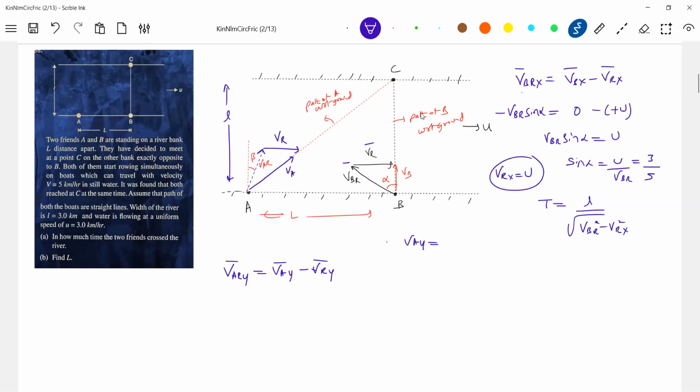So shall we write the equation here? VAY will in fact be L by T. The y component of velocity of boat A with respect to ground will determine the time to have this particular displacement L and reach C. When it moves from A to C, the vertical displacement will be equal to L. So we know L and capital T from here. I'll get VAY. And what is VRY? VRY will be 0.